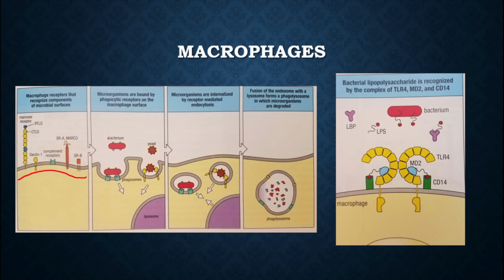So if you have, for instance, here it displays a bacteria and a yeast. They have surface proteins that aren't normally within our body, so the macrophage will recognize them, absorb them, and then combine them with a lysosome to make a phagolysosome.